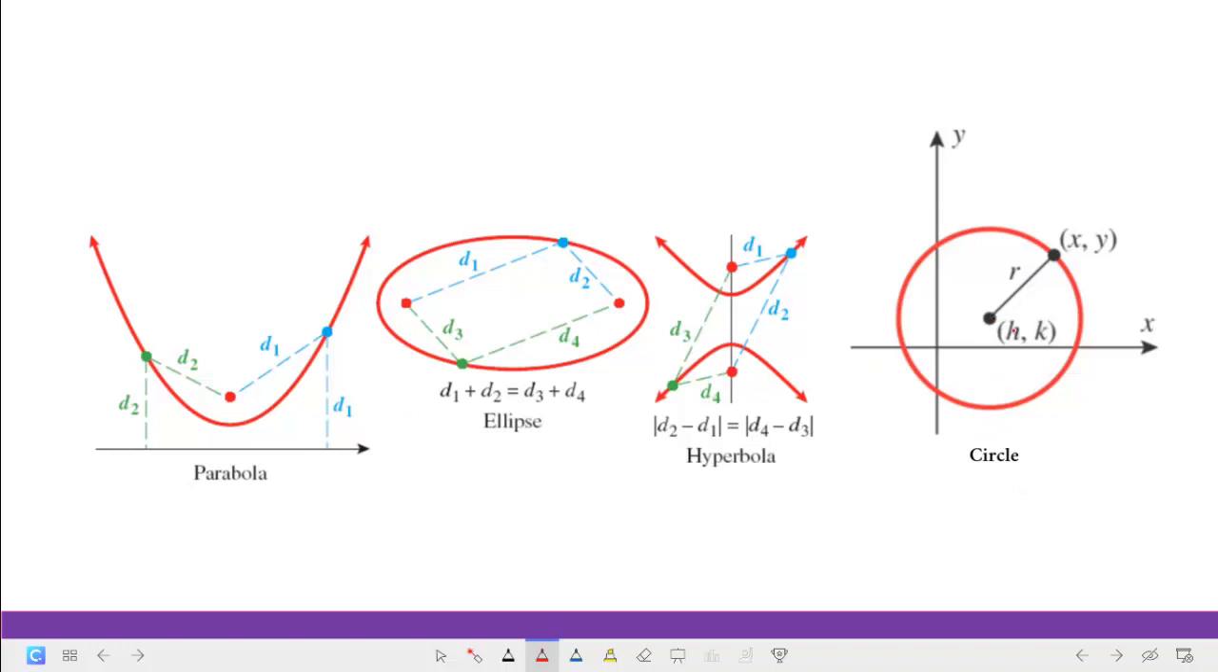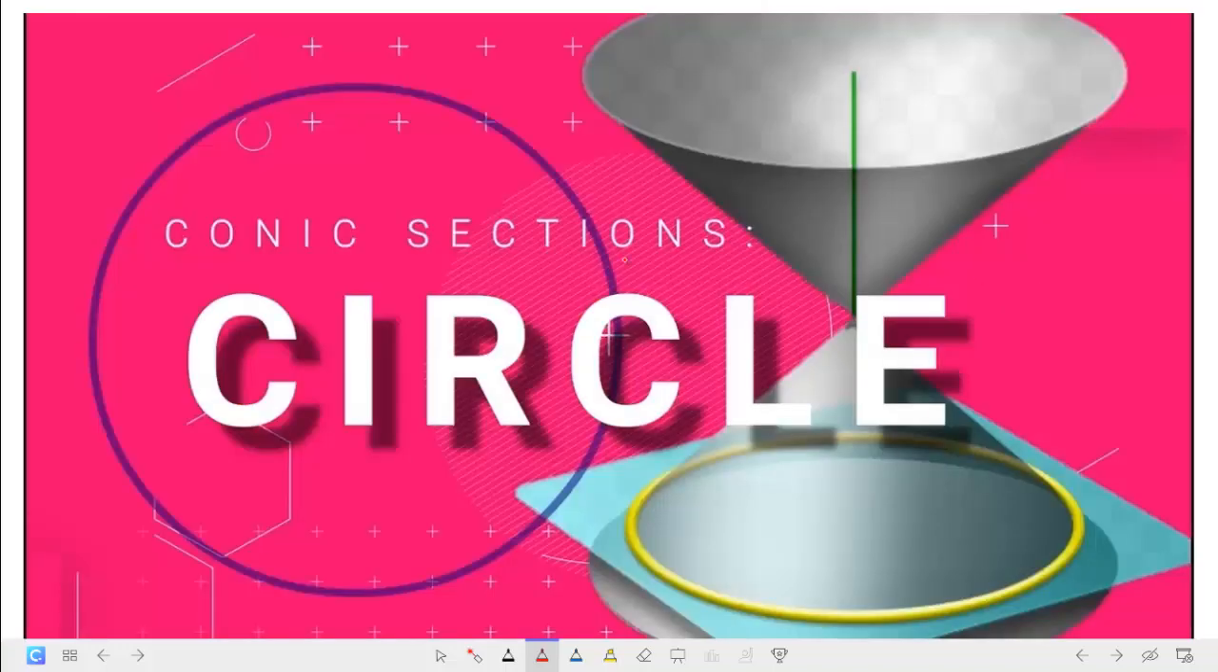And for the circle, the most common or the easiest among these conic sections, we have here the center. H comes first before K, and therefore X comes first before Y. So X is a point, and there is a circle, and this is HK as the center. The distance from this center to any of the points XY is called R, or the radius. Okay? Next, let's start with the circle.